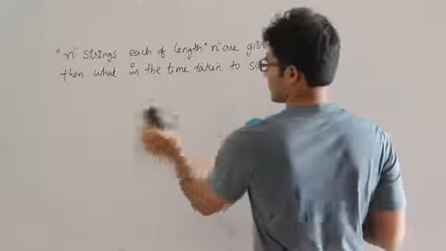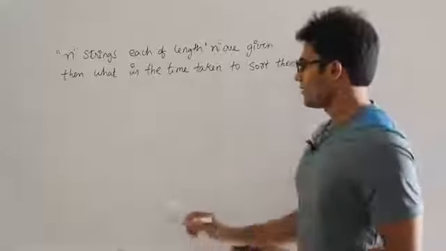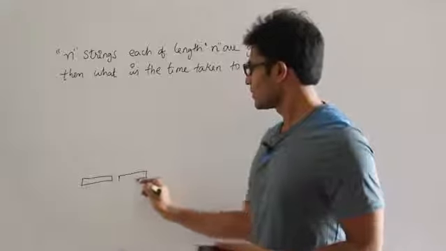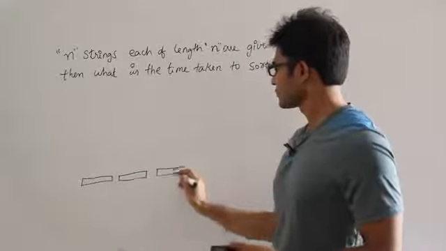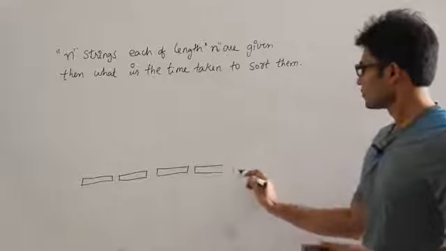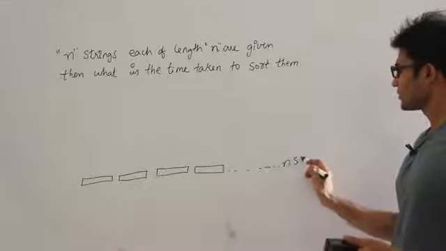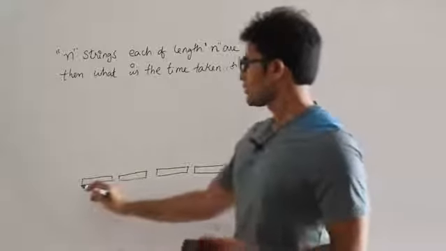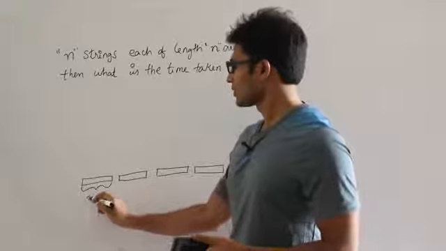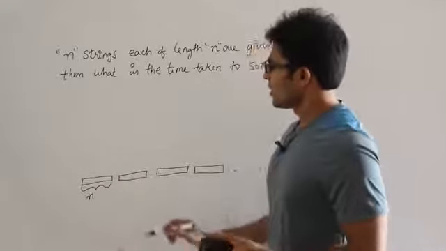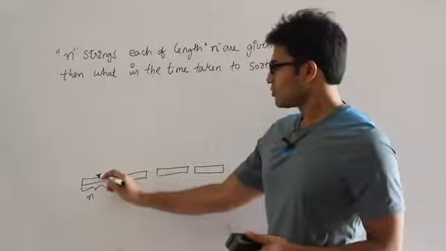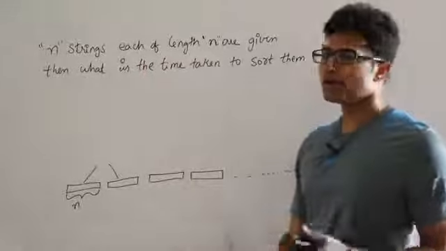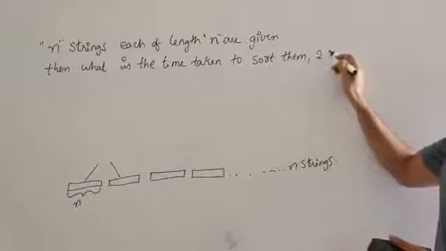Now let's see this. There are n strings, so let us say at this level we have n strings, and the size of each string is n. Initially we are going to merge these two. We are going to do this sorting using a two-way merge, so keep in mind we are going to use two-way merging.